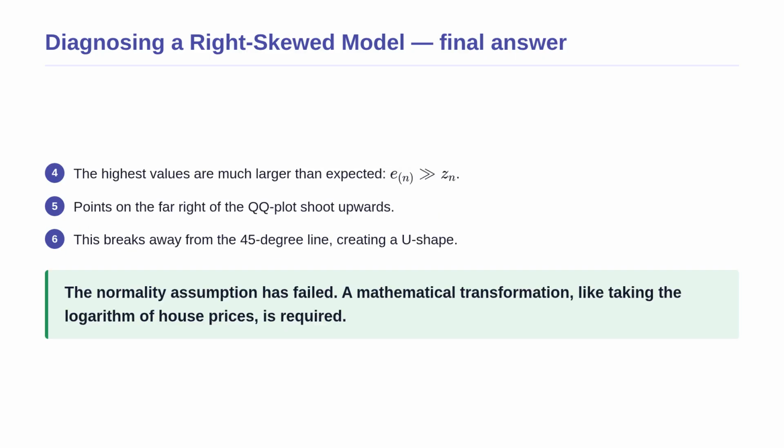Continuing our analysis, because the highest values are much larger than expected, the points on the far right of the QQ plot will shoot upwards. They break away from the 45-degree reference line, creating the classic U shape associated with right-skewed data. This visual cue immediately warns the researcher that the normality assumption has failed. Physically, this means the model cannot be trusted as is. The researcher must now apply a mathematical transformation, like taking the logarithm of the house prices, to fix this skewness before trusting the model's predictions.